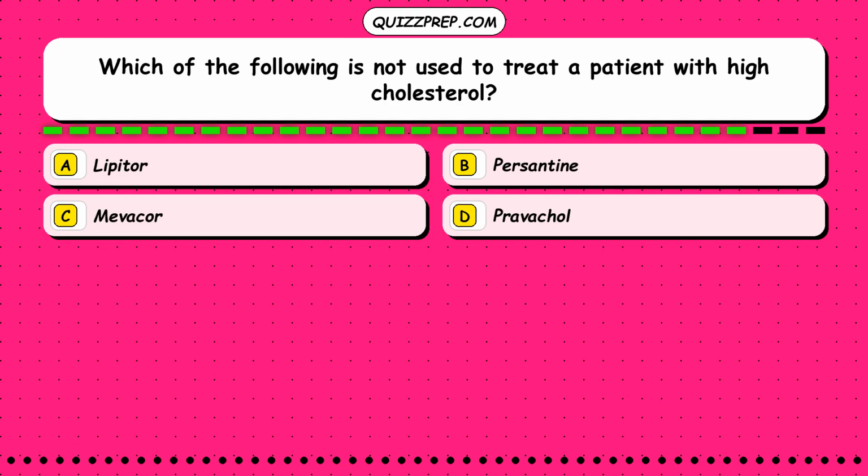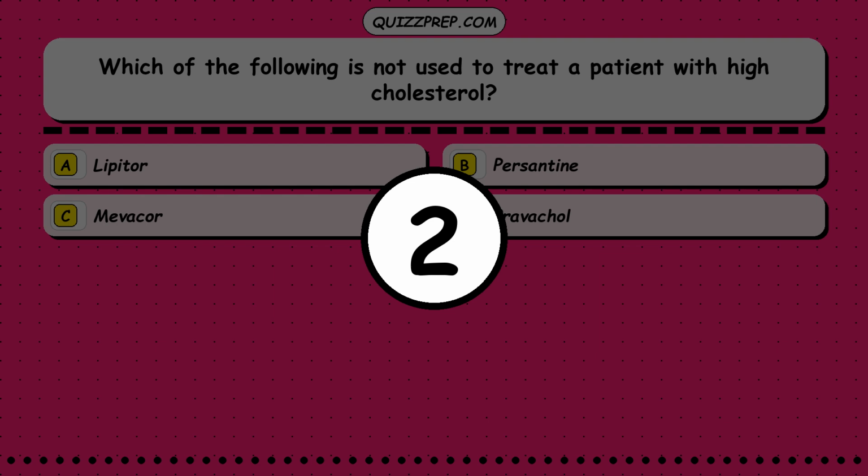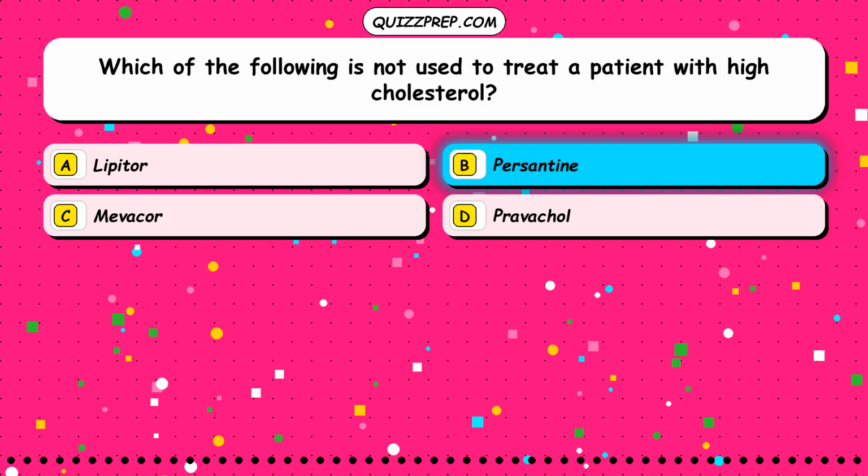Question 109. Which of the following is not used to treat a patient with high cholesterol? Option A, Lipitor. Option B, Persantine. Option C, Mevacor. Option D, Pravachol. The correct answer is option B, Persantine.